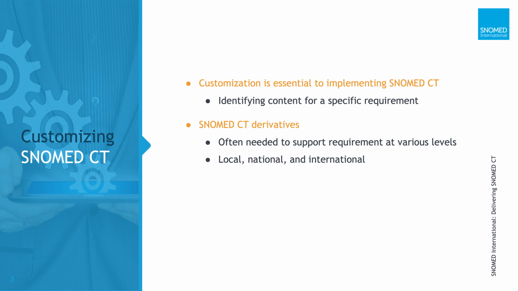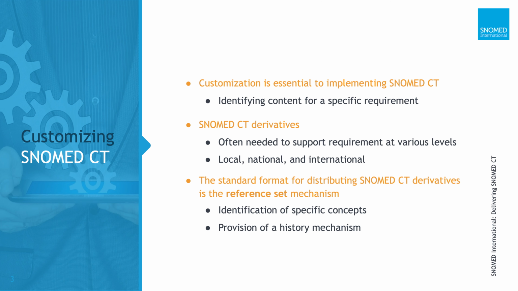In SNOMED CT, the standard way of distributing most types of SNOMED CT derivatives is through the use of the reference set mechanism and creating what we call a derivative, which is essentially an add-on. This allows for the identification of specific concepts or descriptions and also supports a history mechanism to provide an audit trail of the changes over time. For example, when a concept is removed from a reference set.